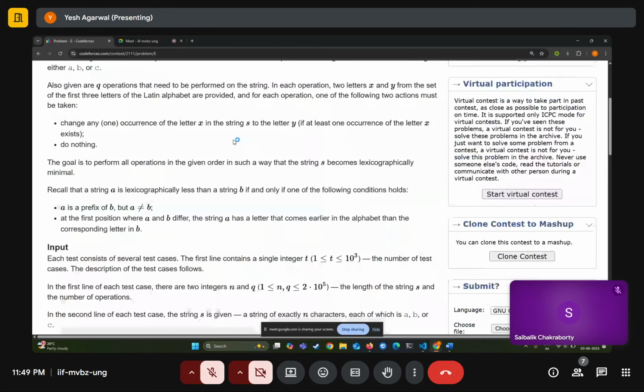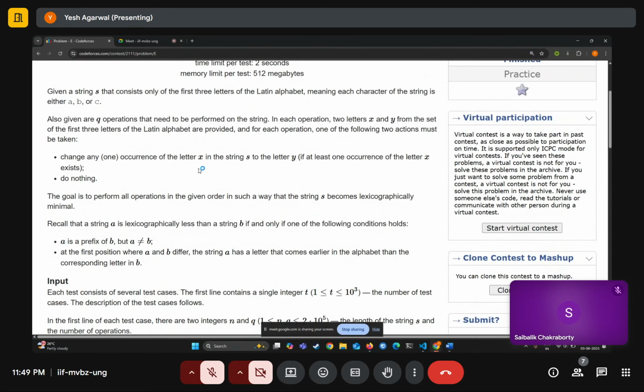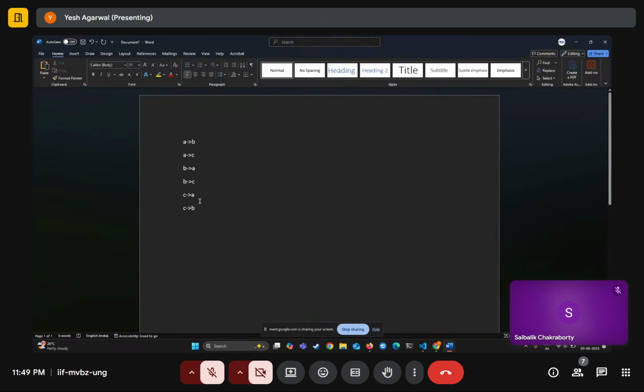You cannot convert a character y to x. You can only convert one x to a y. Otherwise, you can do nothing. Also, it's up to you whether you want to utilize a query or not. So you may notice one thing: of course we cannot reduce the length of the string, so the prefix question goes out of the picture. And since we have to minimize it, obviously we will be targeting the very first index. We will try to make it as small as possible, right?